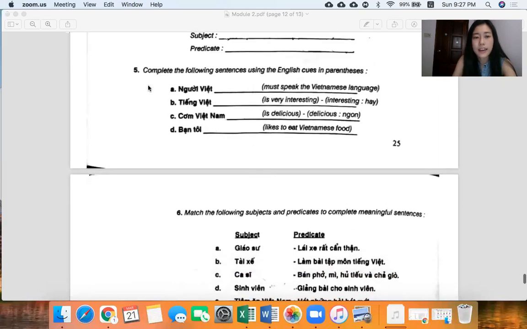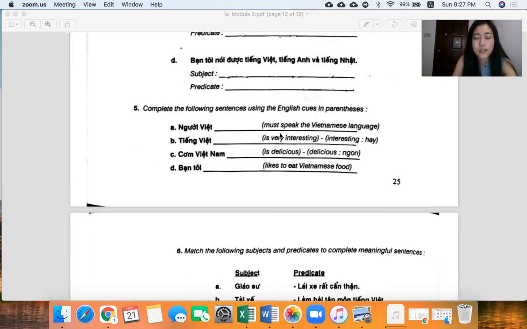Exercise 5. Complete the following sentences using the English keys in parentheses. A. Người Việt must speak the Vietnamese language. So you must means phải, speak, nói, the Vietnamese language, tiếng Việt. So the full sentence is người Việt phải nói tiếng Việt.